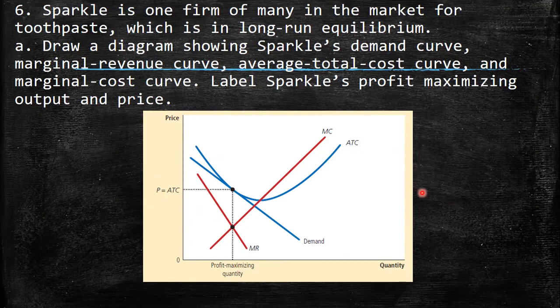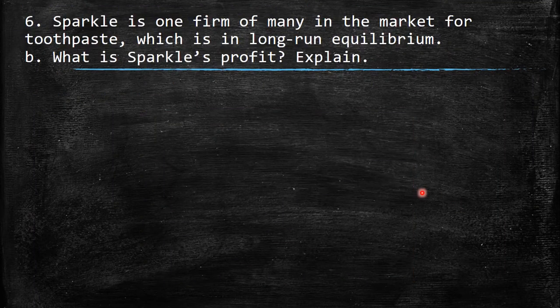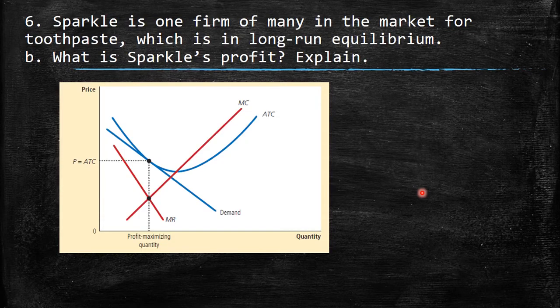Okay, so let's move to the next slide. What is the Sparkle's profit? Explain. So it's what I said. The first thing is this blue rectangle, which should be labeled as the total revenue. Why? Because remember, total revenue is defined by the price times the quantity. So it should be this price times this quantity, this whole area, as the total revenue that you will receive.